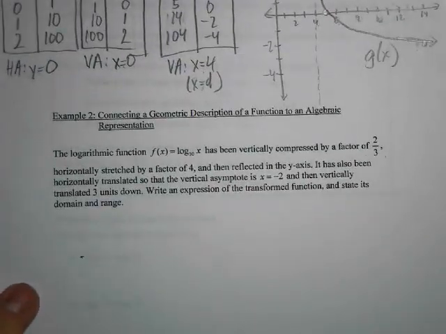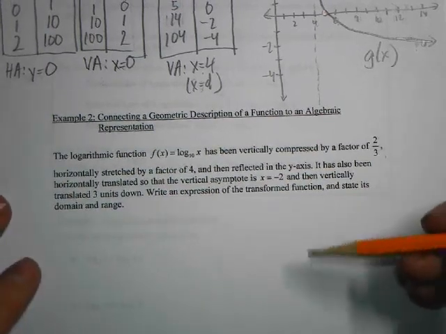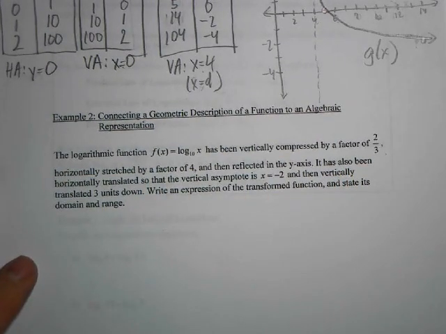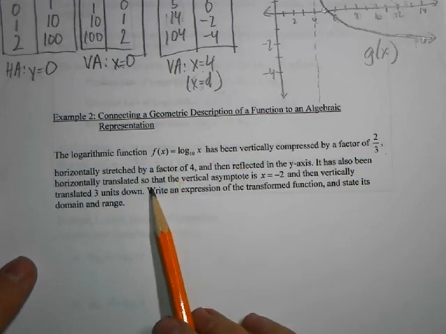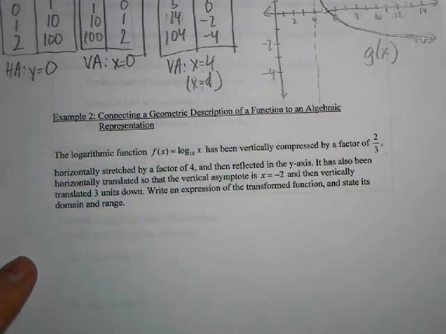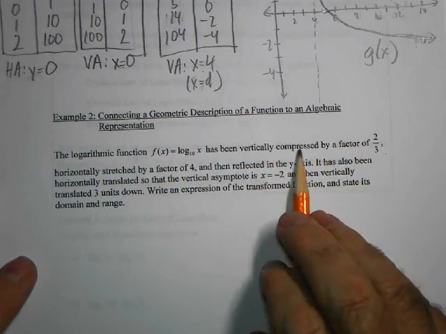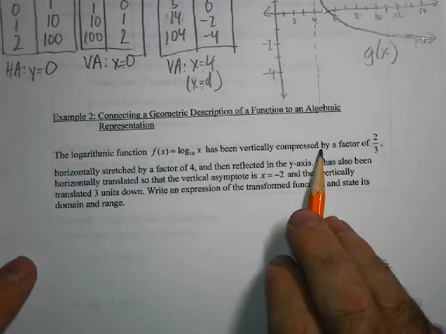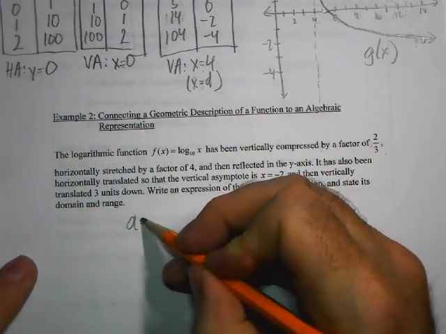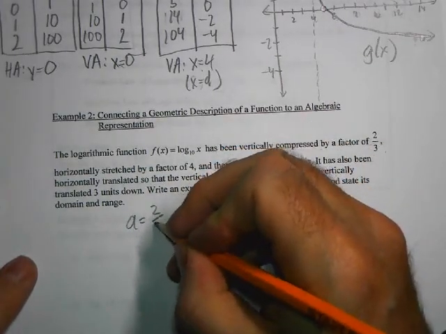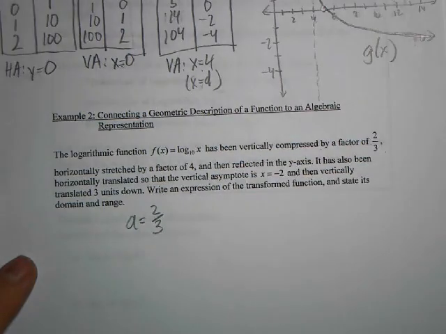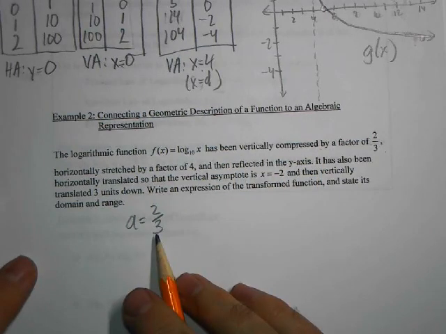Hopefully you get the gist of that. This one, we're going to look at some written characteristics of the transformations. We're going to strip out the a, k, d, and c values, and then we're going to put them into our equation. Logarithmic function f of x equals log base 10 of x has been vertically compressed by a factor of 2/3. So vertically compressed, that's the a value. So I'm going to say a equals 2/3. Now, it's possible that it might be negative 2/3 if it's also vertically reflected, but they haven't told us that yet, so I'm just leaving it as that.